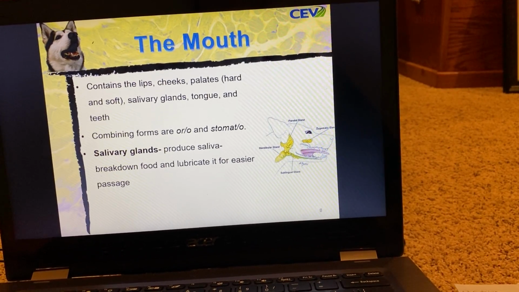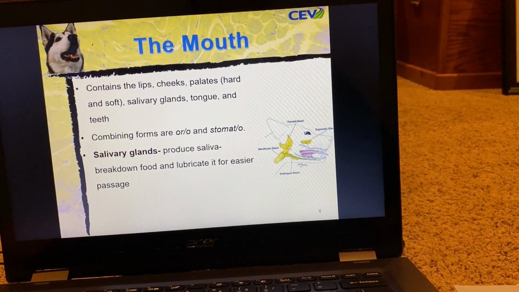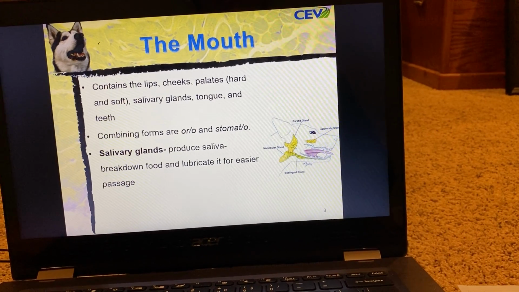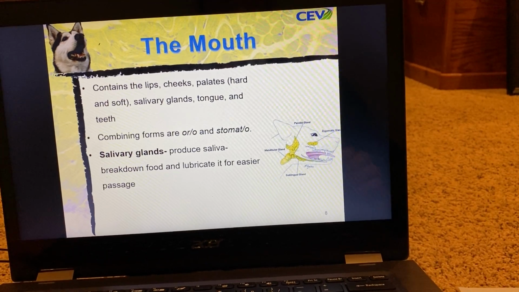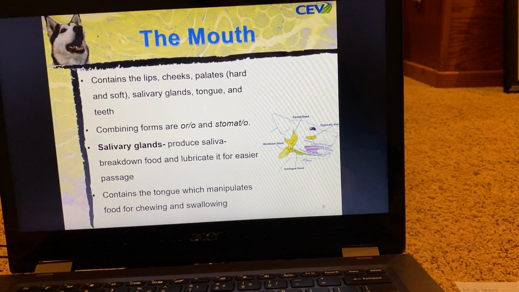If you've ever swallowed a piece of a chip and it wasn't real soggy when you swallowed it and you can feel it scraping all the way down, there wasn't enough saliva around it. It was not well lubricated for you to swallow that.